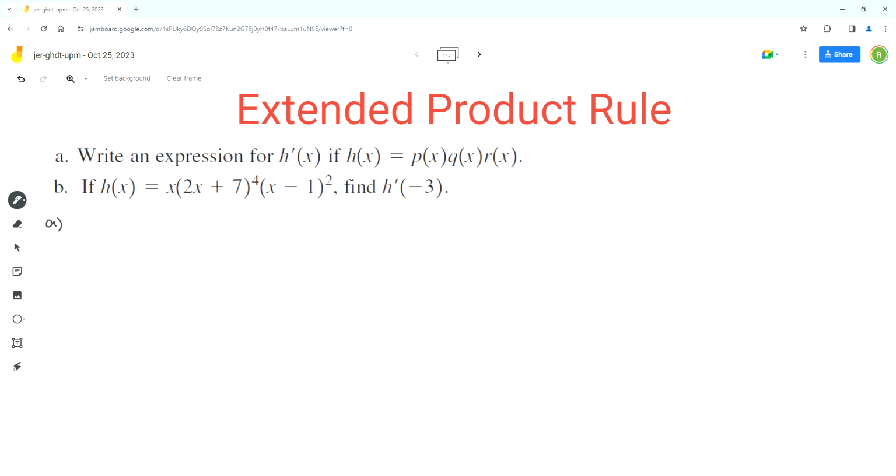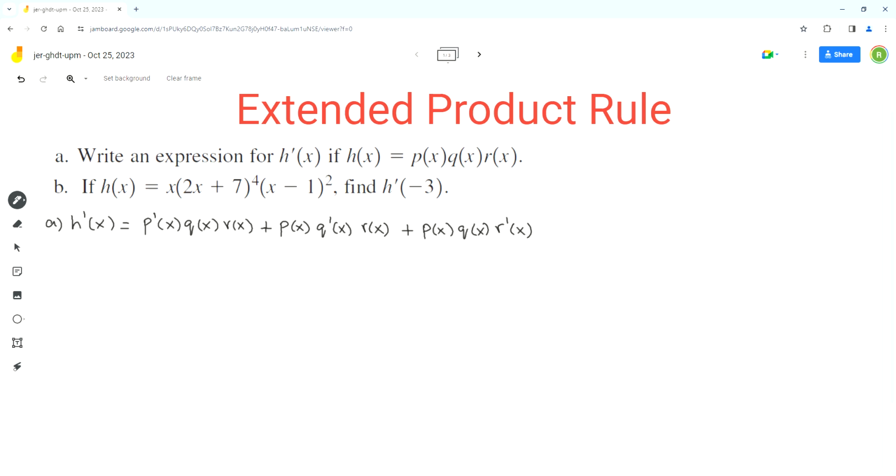So the expression for the extended product rule is h prime of x equals p prime of x, which is the derivative of the first function, times the second function times the third function, plus the first function, which is p of x, times the derivative of the second function, so q prime of x, times the third function, which is r of x, plus the first function p of x times the second function q of x times the derivative of the third function, so r prime of x.